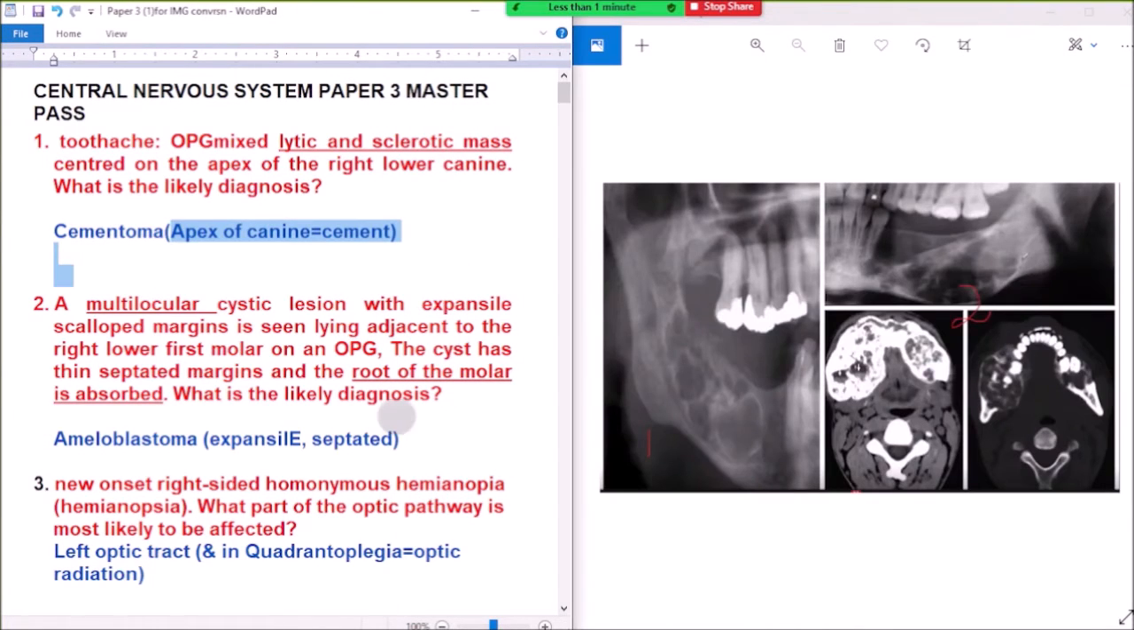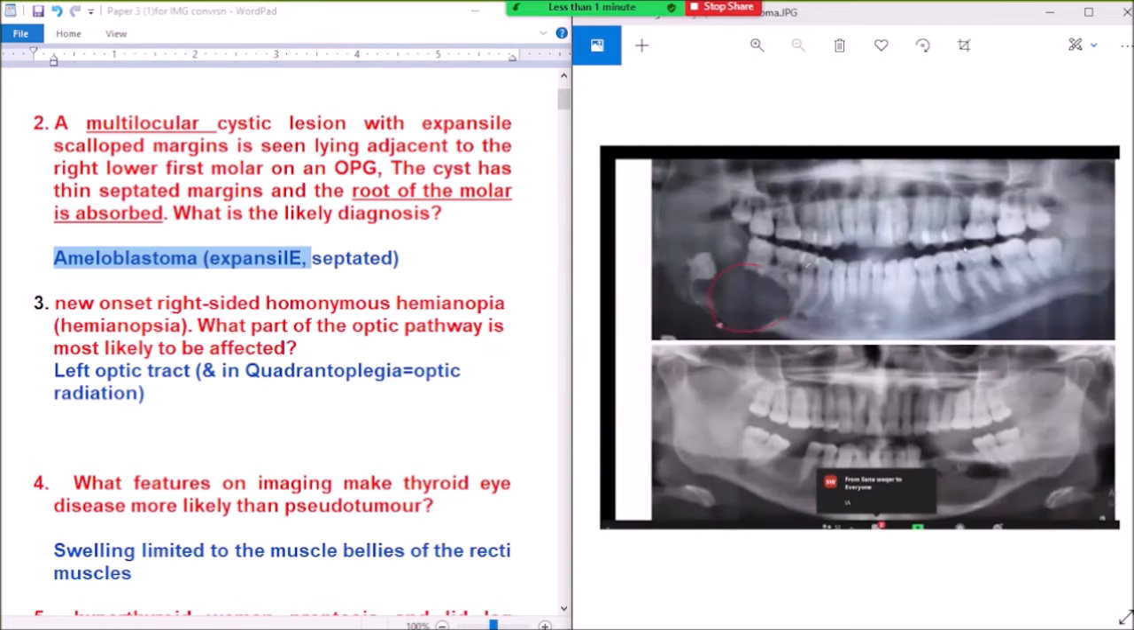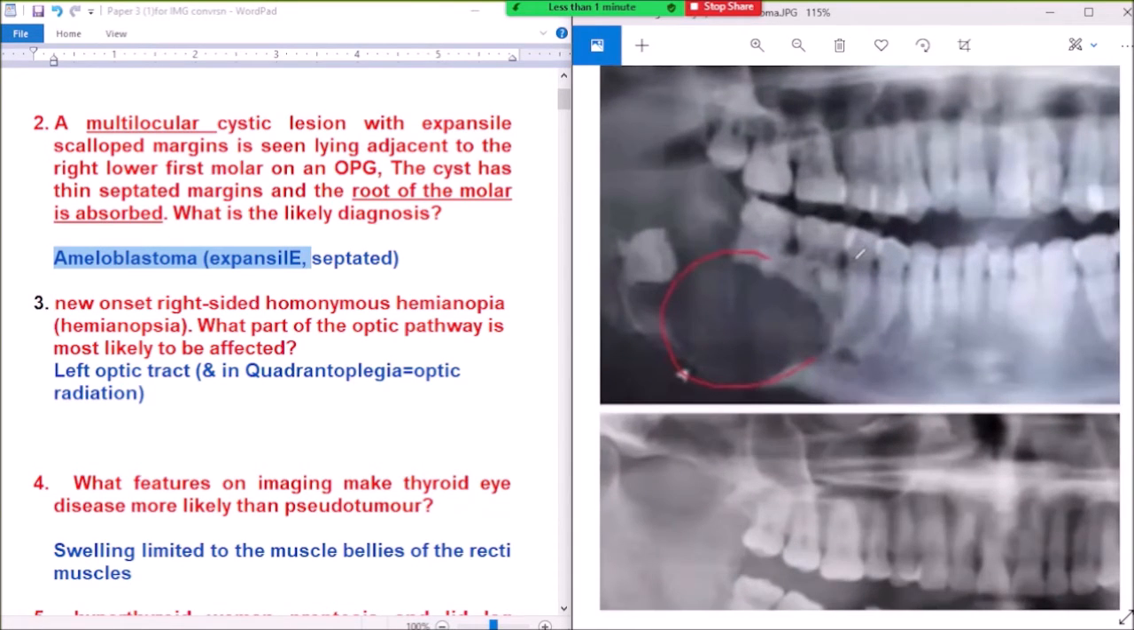Next, question number 2: a multilocular cystic lesion with expansile scalloped margin is seen lying adjacent to the right lower first molar on OPG. The cyst has thin septated margin and the root of the molar is absorbed. Ameloblastoma. An unerupted tooth is usually associated with it, and the cyst has the root of the molar absorbed, diagnosed as ameloblastoma.